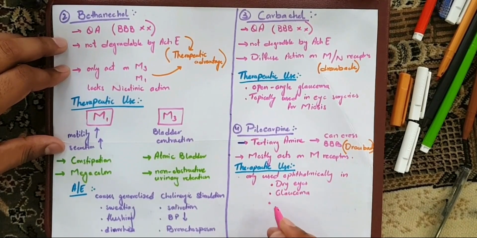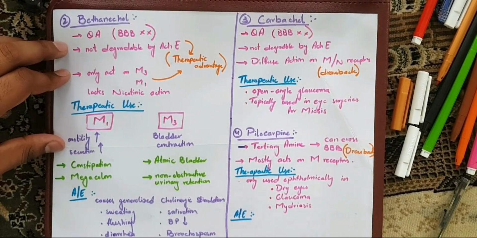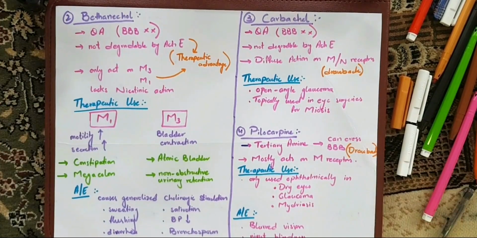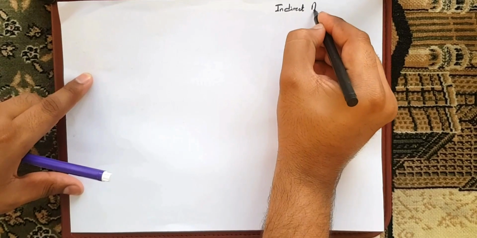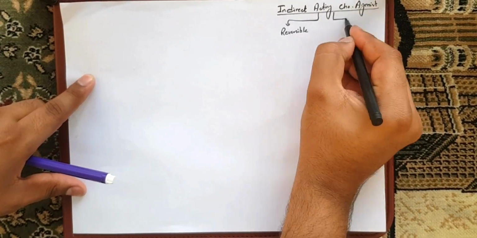It is mostly acting on the muscarinic receptors, and it is therefore therapeutically used ophthalmically for dry eyes and glaucoma or for doing mydriasis. Yes, and that was all from direct acting cholinergic agonists. Now we will study the indirect acting cholinergic agonists.